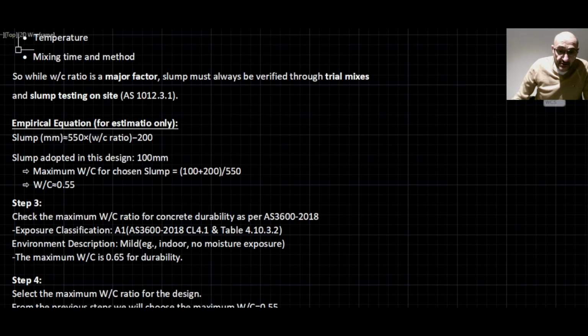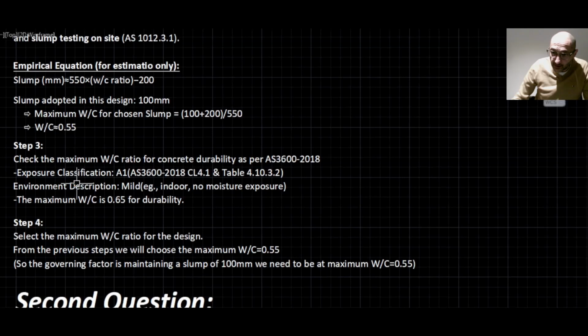Step 3, check the maximum water cement ratio for durability as per AS 3600-2018. We said before that the exposure classification is A1, all right? And the environment description is mild. So from the tables, you can look it up in the code, you will find that the water cement ratio is 0.65 for durability.